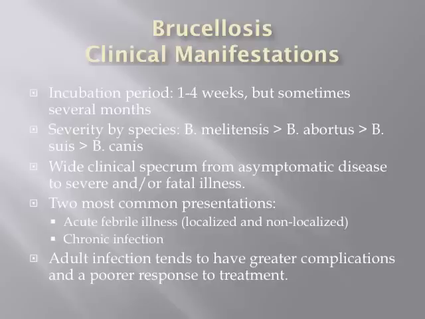There's typically a prolonged incubation period of 1 to 4 weeks, but in insidious cases you can get an incubation period that can be months long. For example, you see patients with the insidious onset of osteoarticular disease. It's important to remember that Brucella melitensis is the most virulent of the species, followed by abortus, suis, and canis. The two most common presentations are acute febrile illness, where someone mounts a fever and is ill-appearing, and then those patients who have chronic infection. Acute febrile illness can present with a localized infection specific to a body region, or you can have non-localized disease manifesting as an FUO. Adults typically are more severely infected and have a poorer response to treatment than kids.